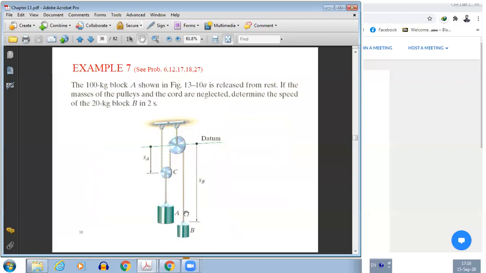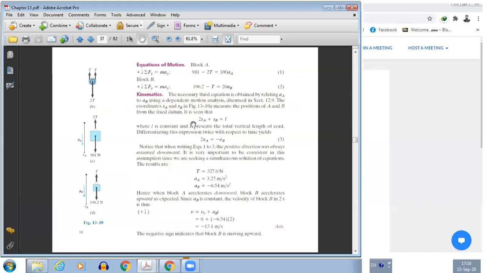We have to specify the fixed reference. This is the datum. Now if there is one main rope, the equation of the rope will be SA plus SA plus SB, so 2SA plus SB equals the length, or we can say that 2VA plus VB equals 0. I'm doing it directly now.